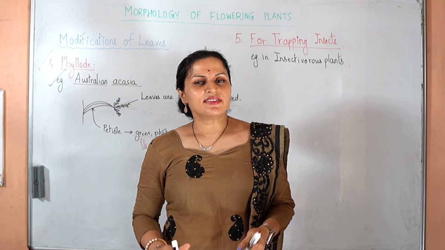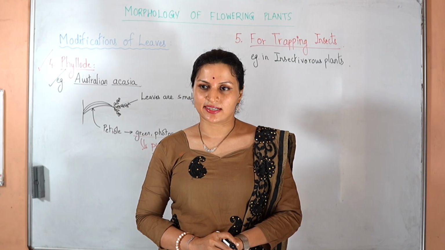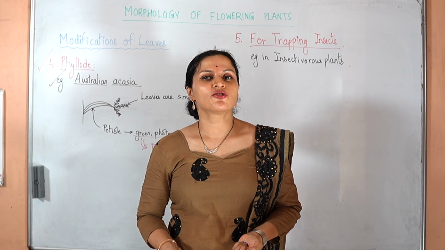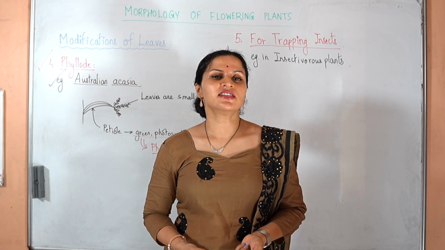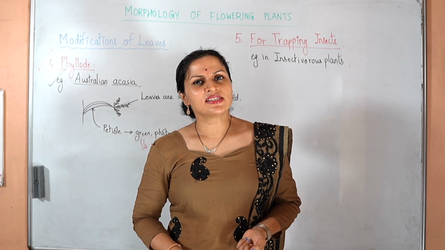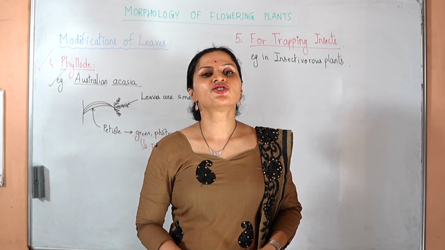Now, what is the deal with these insectivorous plants? They trap insects. Why do they trap insects? Because they attain nitrogen from them. They will digest the insects and attain nitrogen from them. Why are they taking nitrogen from these insects? Because these plants grow in nitrogen deficient soils.